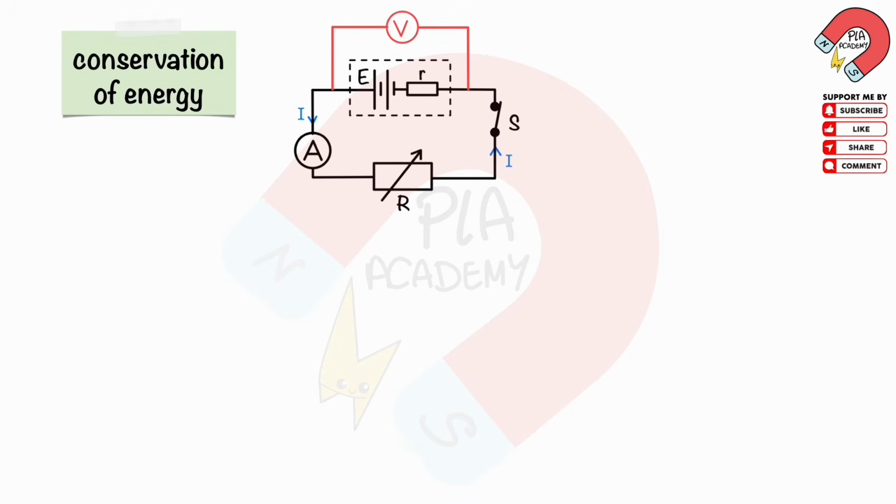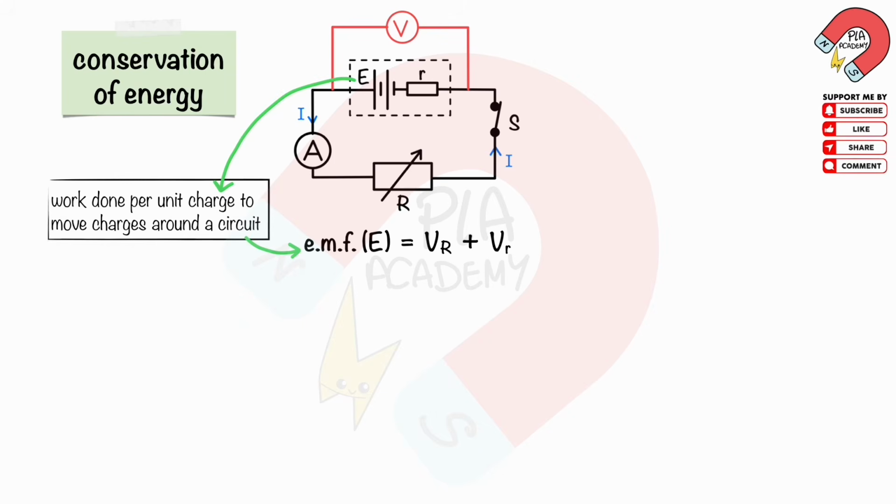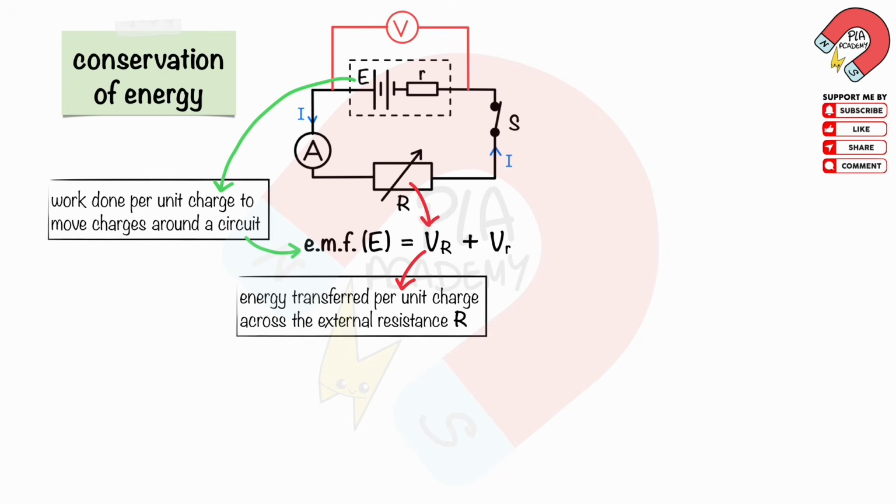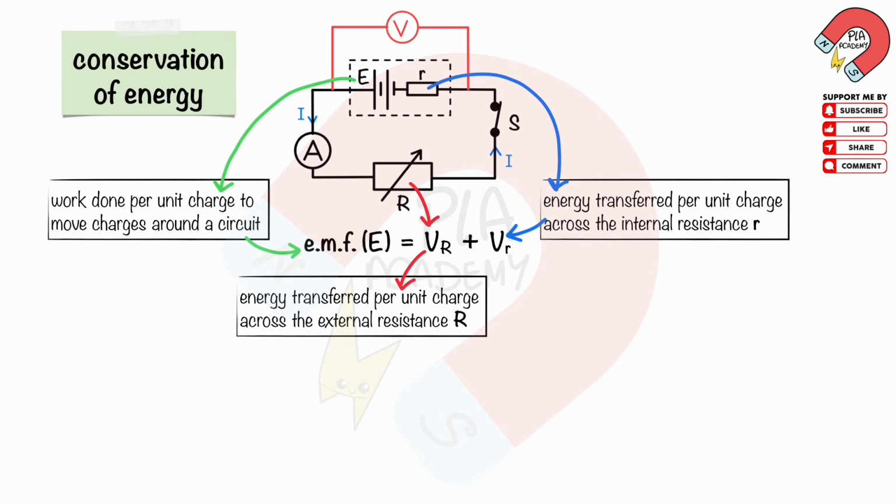According to the conservation of energy, we can write the equation as the EMF E equals the PD across the external resistance plus the PD across the internal resistance. The EMF E of a battery represents the work done per unit charge to move charges around a circuit. This work done is equal to the sum of the energy transferred per unit charge across the external resistance, which is the voltage across the external resistance R, and the energy transferred per unit charge across the internal resistance, which is the voltage across the internal resistance.